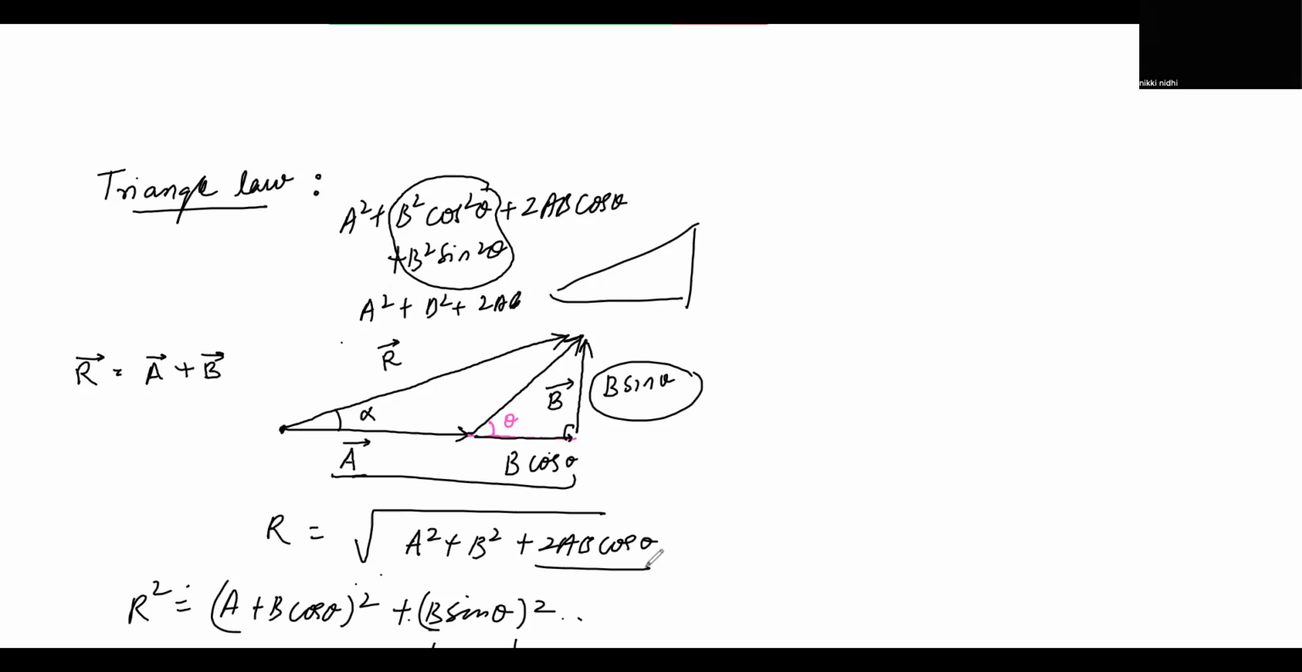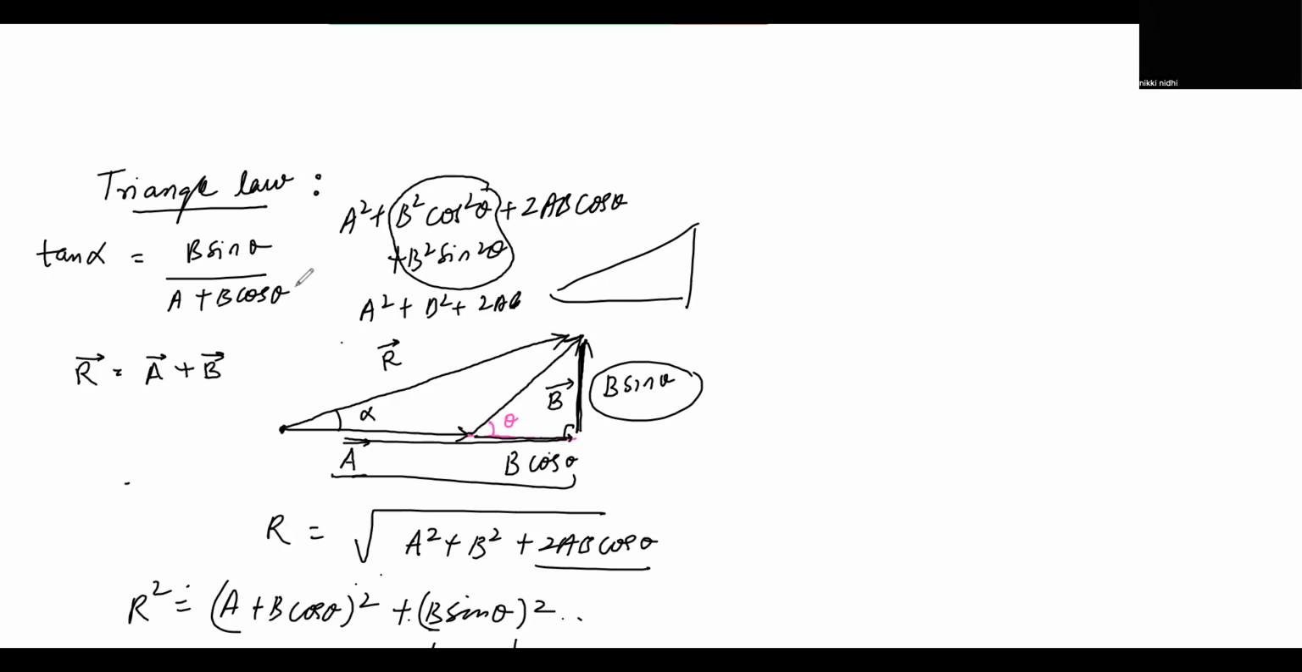Any problem? Okay. What about the angle alpha? Tan alpha will be equal to what? Tan alpha will be equal to P by B. So it is B sin theta divided by A plus B cos theta. Understood? All of you understood this? Is it okay, guys? Okay. Can I go ahead? Yes, sir. Okay.